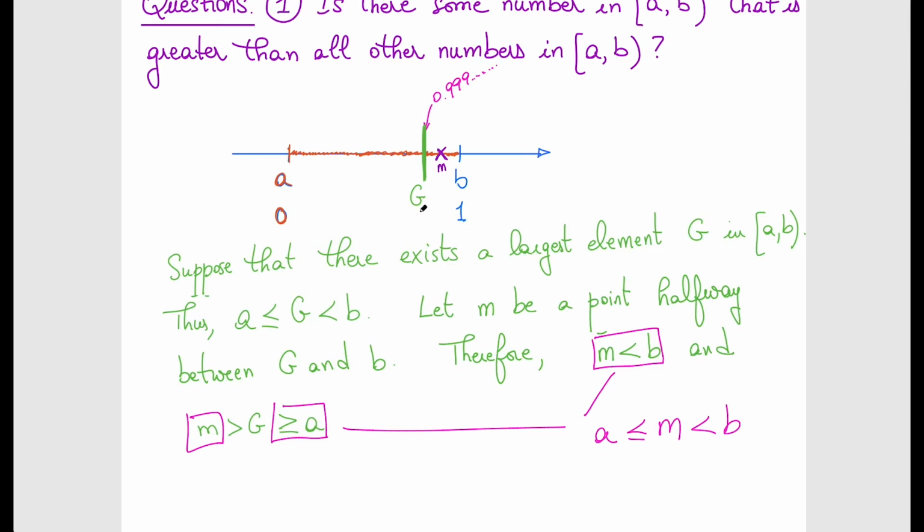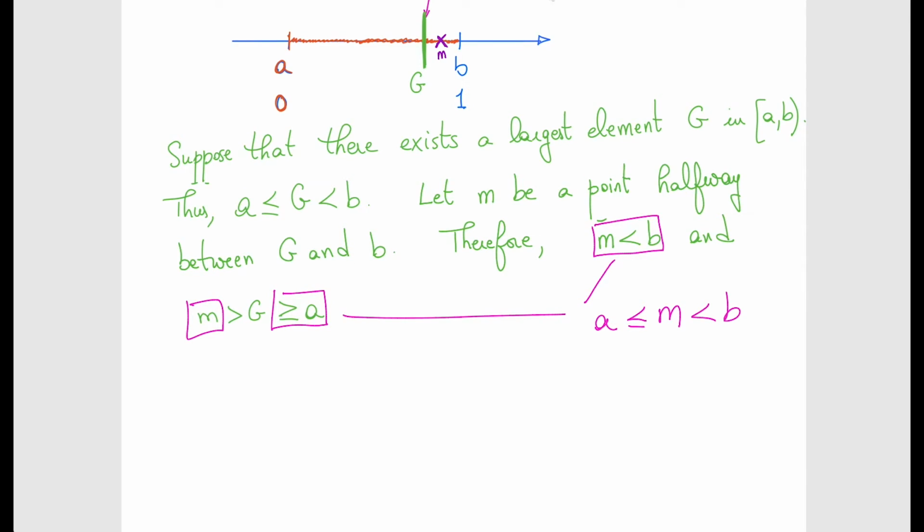And I just made the case. Little m is smaller than B because it's halfway between G and B, and little m is greater than G, which in turn is greater than or equal to A. So all in all, you get that m is smaller than B and bigger than or equal to A. So m is an orange dot. The picture is correctly illustrating the situation, right? All right. So what can we say then? M is an orange dot that's bigger than the supposed largest element, right?